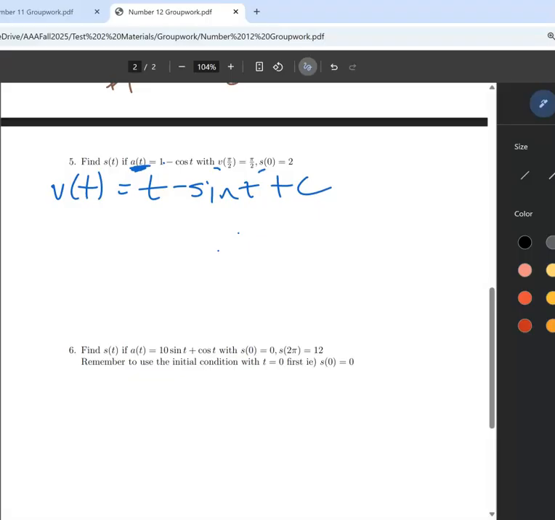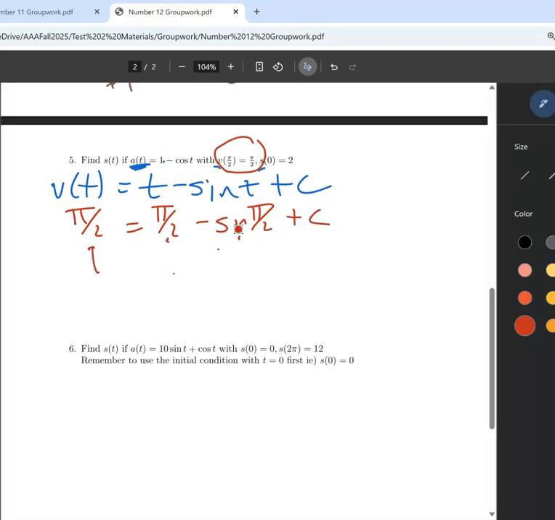So now my job is to use this information here to solve for c. So I set the y value equal to pi over 2. I put in x equals pi over 2: pi over 2 minus sine of pi over 2 plus c. Wait a minute, those two cancel. This gives me 1, so I get 1 is equal to c. All right, so I'm going to rewrite my v of t equation as t minus sine of t plus 1.